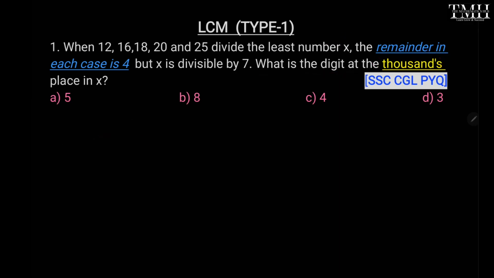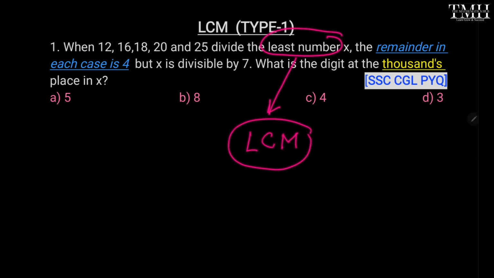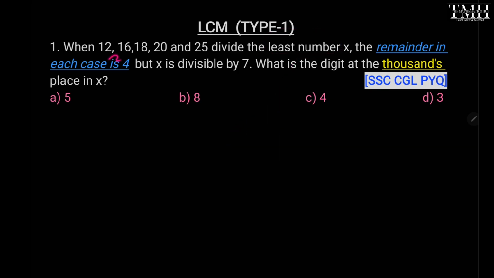Whenever you see this keyword in any question, always remember that you have to find out the LCM of the numbers. So for finding the LCM of 12, 16, 18, 20 and 25, these are the numbers. Step 1 will be to find the LCM of all these numbers. There are many ways of finding the LCM, so you can choose any one way.